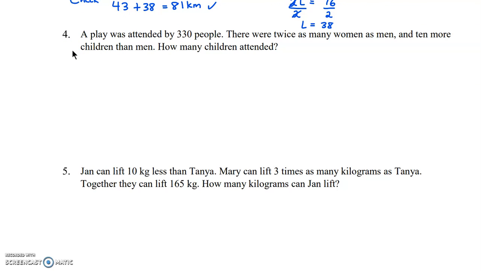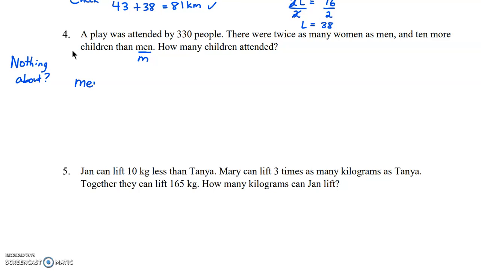Number 4, a play was attended by 330 people. There were twice as many women as men and 10 more children than men. How many children attended? Okay, we need to figure out who do we know nothing about. There were twice as many women as men, so we know something about the women, and 10 more children than men. So we know something about those children, but what we don't know is the men, and the men then become our unknown. And I'm going to use M to represent men.